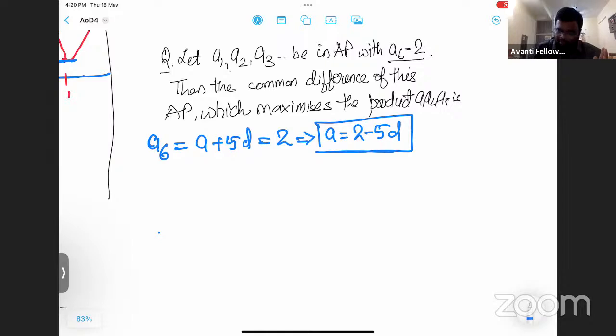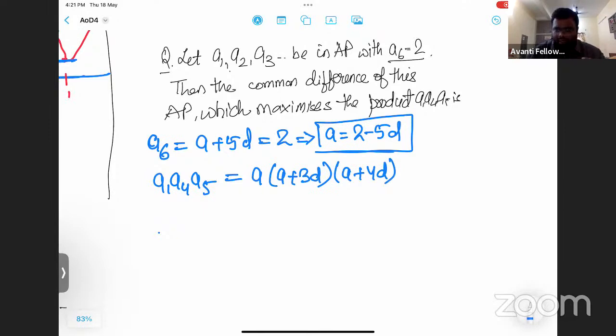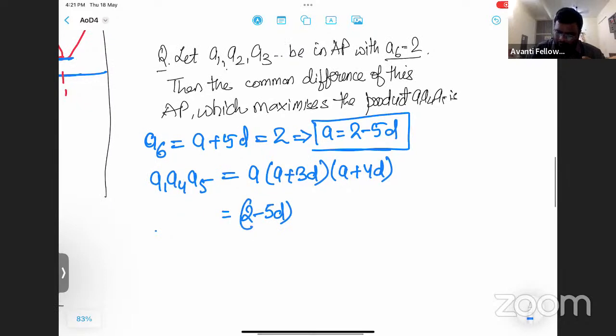Now which thing do we need to maximize? A1, A4, A5 needs to be maximized. So let's write it in terms of D. A1 is A, A4 is A plus 3D, and A5 is A plus 4D. Let's substitute the value of A in terms of D. So we are getting 2 minus 5D, and 2 minus 5D plus 3D becomes 2 minus 2D only. And 2 minus 5D plus 4D is left as 2 minus D only.